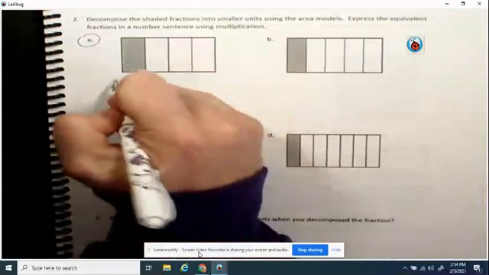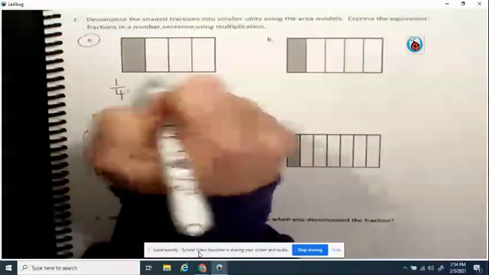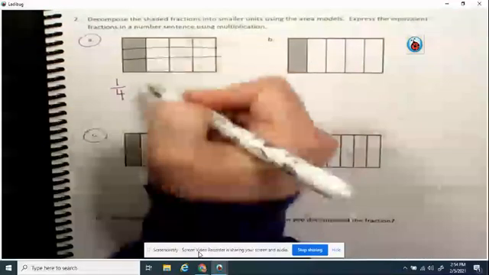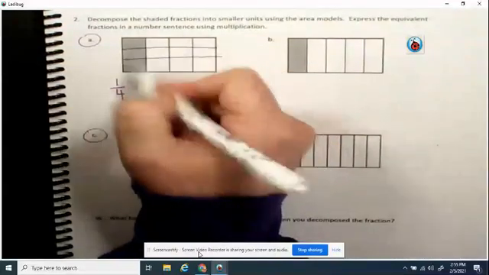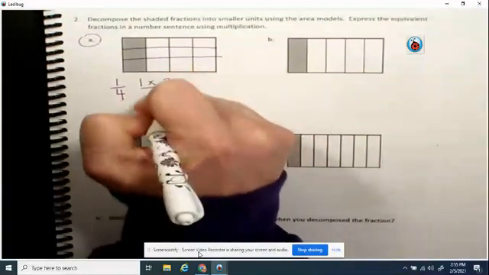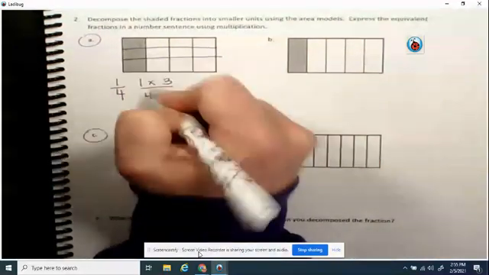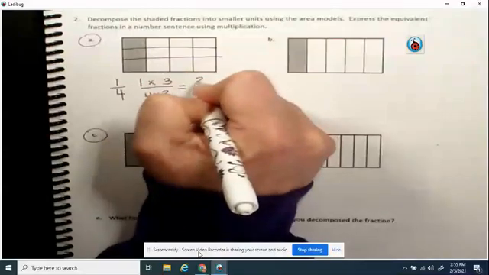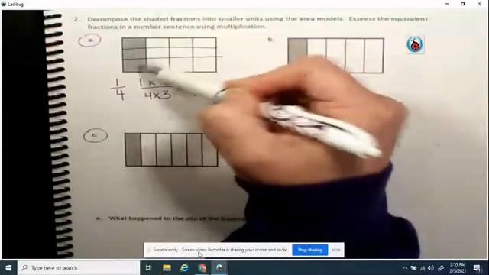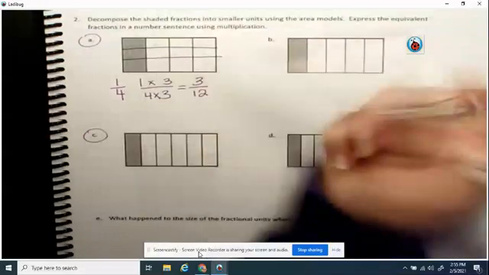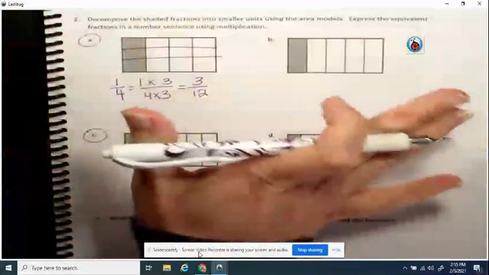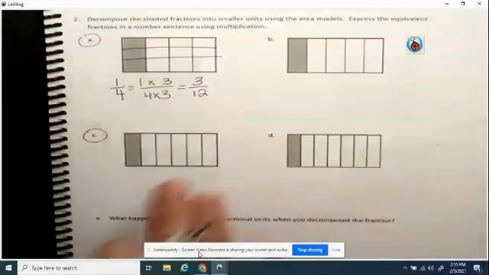Okay, so this is 1/4. Okay, and I'm going to decompose it into 3 extra pieces. So when I decompose it into 3 extra pieces, that's like 1 times 3 and 4 times 3, because I split both of those into 3 extra pieces. So I've got 3/12. If I look at them, I've got 3, 1, 2, 3, 4, 5, 6, 7, 8, 9, 10, 11, 12, 3/12. Both of these are equivalent. They're the same thing. I'm just cutting it up into smaller pieces.